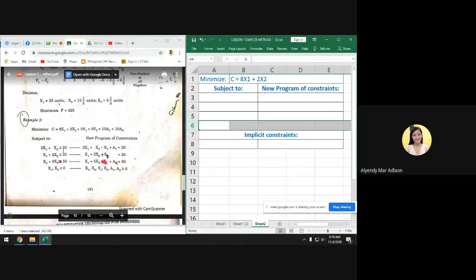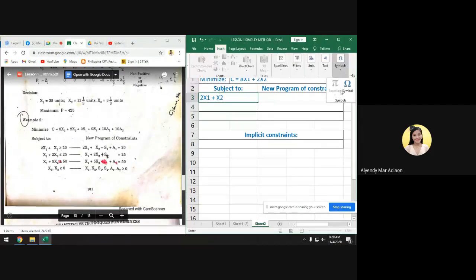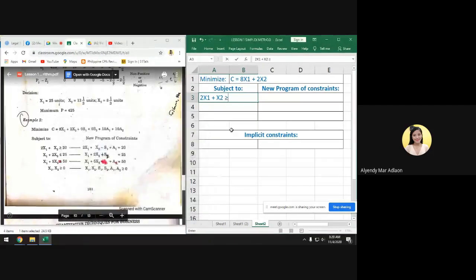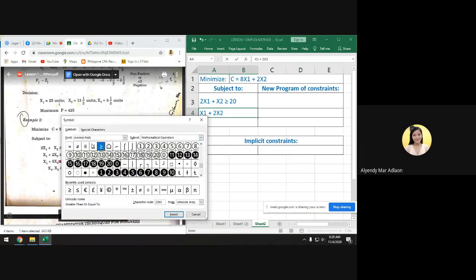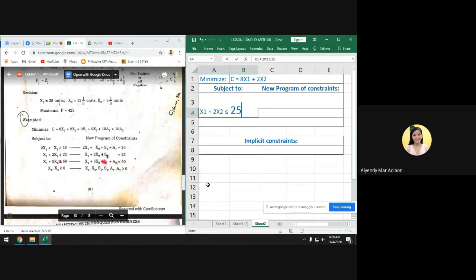What are these constraints? First, we have 2x sub 1 plus x sub 2 is greater than or equal to 20. That is our first constraint. Next, second constraint, we have x sub 1 plus 2x sub 2 is less than or equal to 25. So, less than or equal to 25.